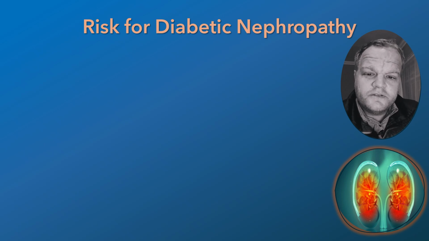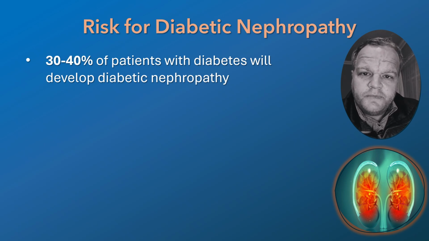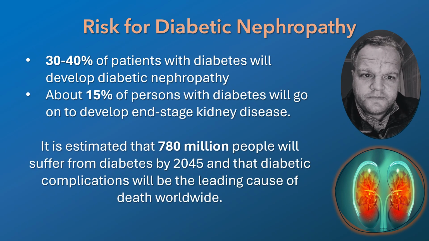So the next question is, what is your risk of developing diabetic nephropathy? Approximately 30 to 40% of diabetic patients will develop diabetic nephropathy at some point during their lives, with another 15% of them going on to develop end-stage kidney disease.